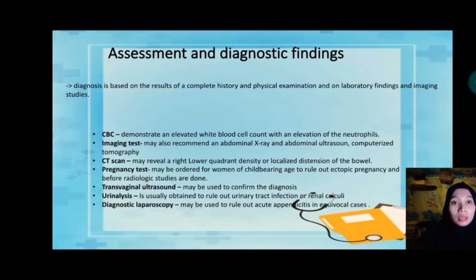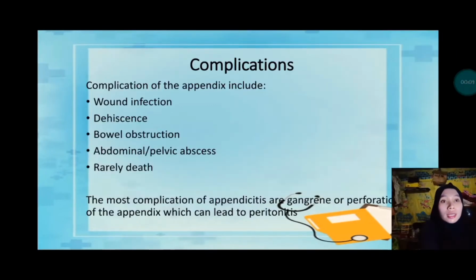Next is imaging tests. An abdominal X-ray, abdominal ultrasound, and computerized tomography may also be recommended. A CT scan may reveal a right lower quadrant density or localized distension of the bowel. Enlargement of the appendix by at least 6 mm is suggestive of appendicitis.